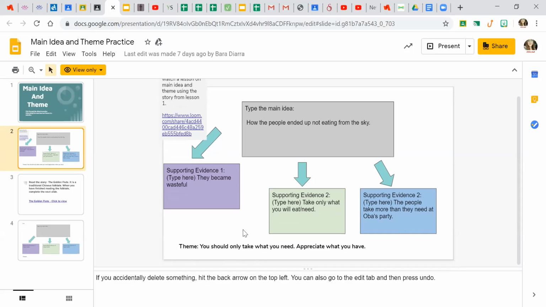Okay. Now the theme of that story, which may or may not be directly stated, so maybe go back and look and see if the author directly stated the theme. If not, you're going to have to figure it out yourself. The example says, you should only take what you need, appreciate what you have. So that is the lesson that we learn from Why the Sky is So Far Away, that you should only take what you need and appreciate what you have, because if you don't do this, you may not get the thing that you've been wasting anymore, okay?